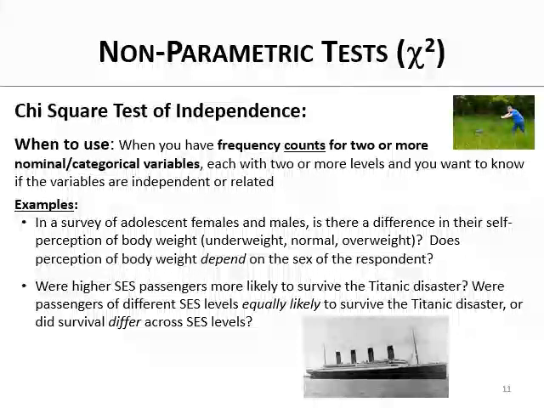And then here's the one we're going to do because it's totally fun. Were higher SES passengers more likely to survive the Titanic disaster? Let me think hard about that. Another way to say it is, were passengers of different SES levels equally likely to survive the Titanic disaster, or did survival differ across SES levels? So one variable here is your SES, that's 3 levels, right? And you're in a category. And the other one is survival, yes or no. You either died or lived. And so you've got, again, 2 by 3.